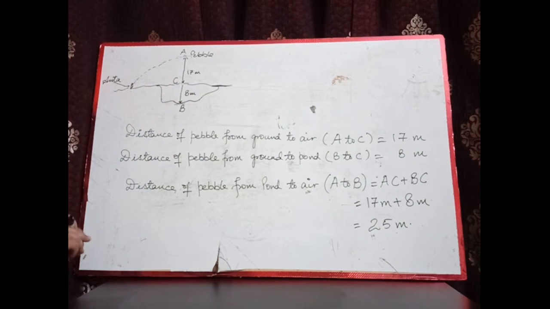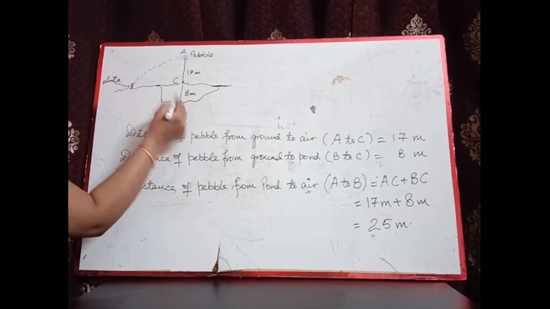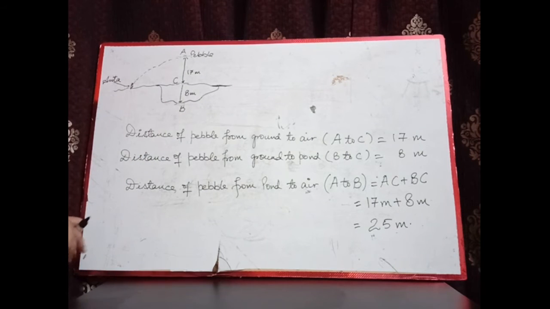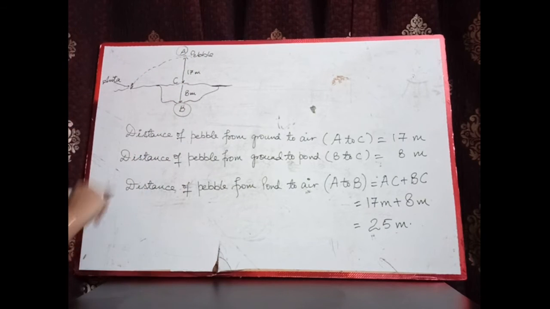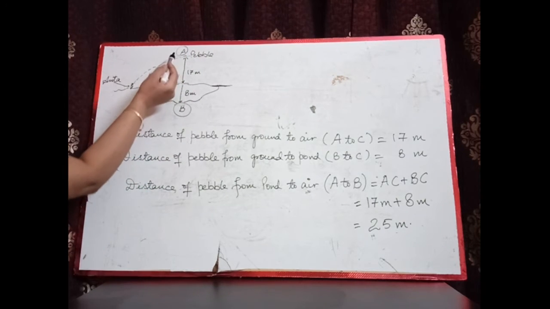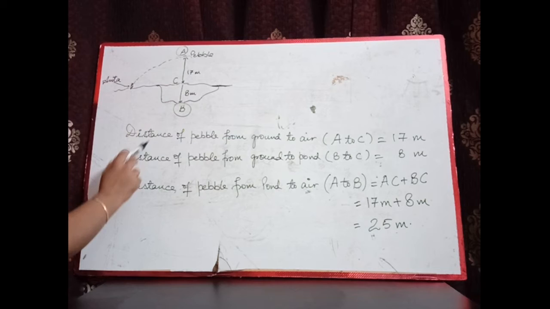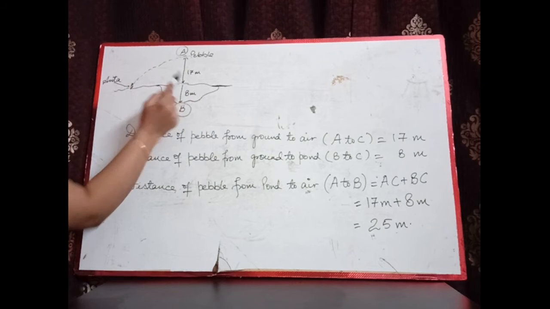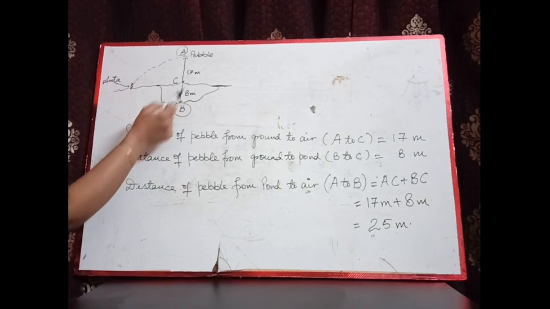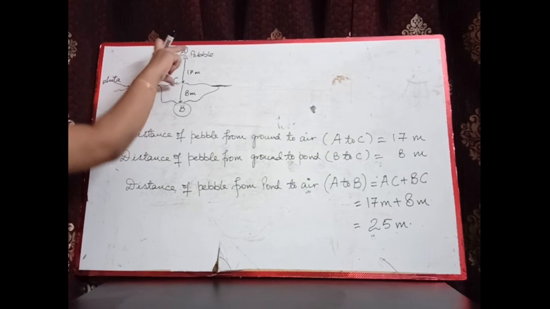Now we have to find the distance of the pebble when it was in the air to the level of the pond. So actually we have to find the distance from A to B. So we have two things here. The distance of the pebble when it was in the air to the ground is 17 meters. So the distance of the pebble from ground to air is A to C. This is 17 meters. The distance of the pebble from ground to pond is B to C, C to B. And the distance of the pebble from air to pond is A to B.